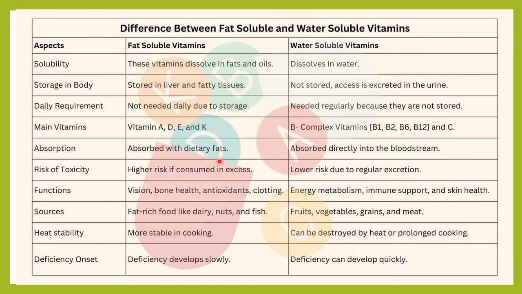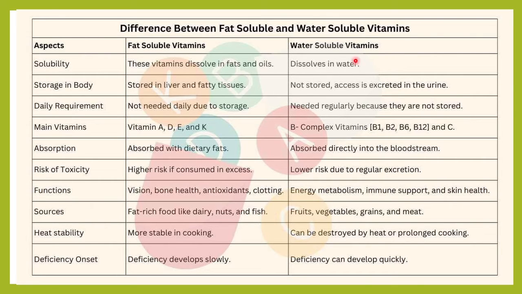Suppose you are taking more than what is needed, and because it is already stored, it can lead to hypertoxicity. Vitamins A, D, E, K are very important in bone health. They are antioxidants, they help in clotting, etc. And these are much more heat stable. Their deficiency develops slowly.